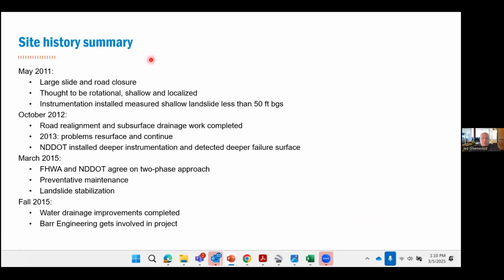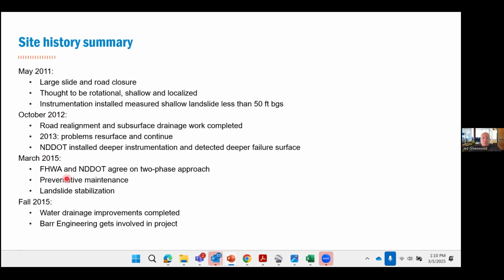So a quick summary of the site history. In 2011, there was a large slide, road closure. It was thought to be a rotational, shallow, and localized landslide. There was instrumentation that was installed. It measured the shear zone less than 50 feet below ground surface. I will say this is in imperial units, this whole job, so you'll hear a lot of feet and other units similar to that.